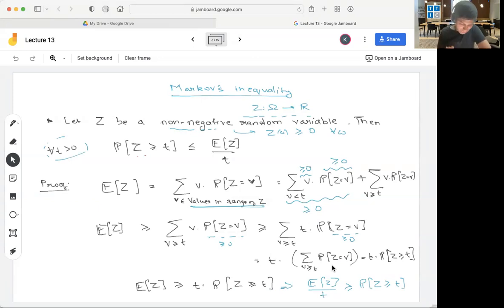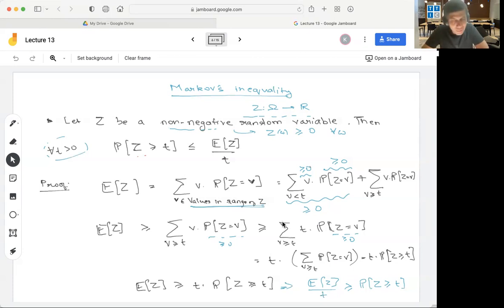And of course, Z is non-negative, so t is always greater than or equal to 0, but it should also be greater than 0 for this bound to make sense. In particular, actually, it should be greater than the expectation for this bound to be interesting. Otherwise, we just get something which is even bigger than 1 and perhaps not so interesting. Is the proof okay?